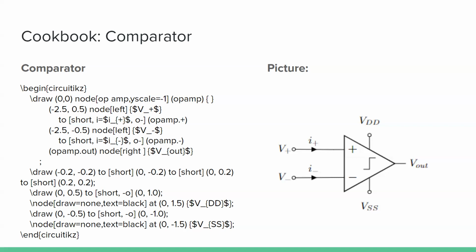Otherwise, we then try to draw the VDD and VSS using a short option there with the shape -o, which means I start without any terminal and I end with a circle. Right. Any question about what all of this is?